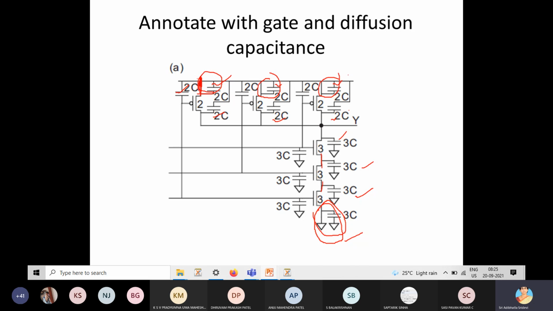Whenever we have a ground path and some path through a capacitor, will current choose the path of the capacitor? No, right? It will go directly to ground. Similarly here, the source capacitances of the PMOS, these three, and this last one which is connected to ground, can be ignored. Are you getting my point?